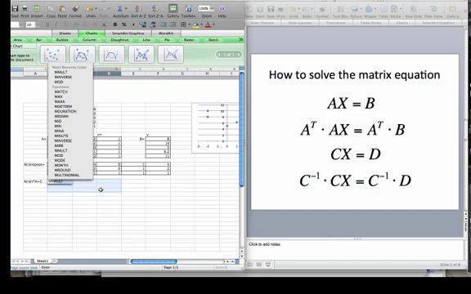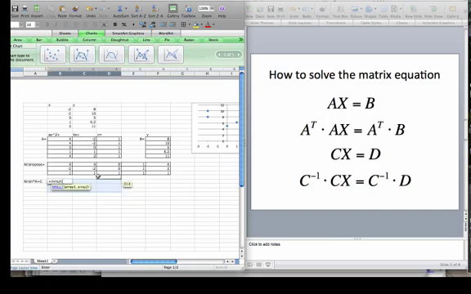So equals mmult A transpose, comma, A, parenthesis, Control or Command Shift Enter, and there is my new matrix C. Let's box it.